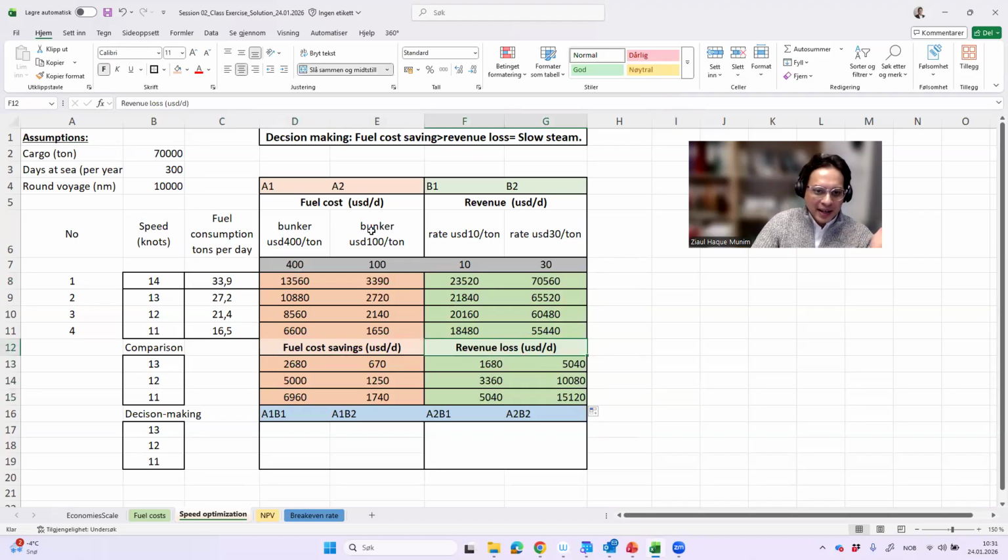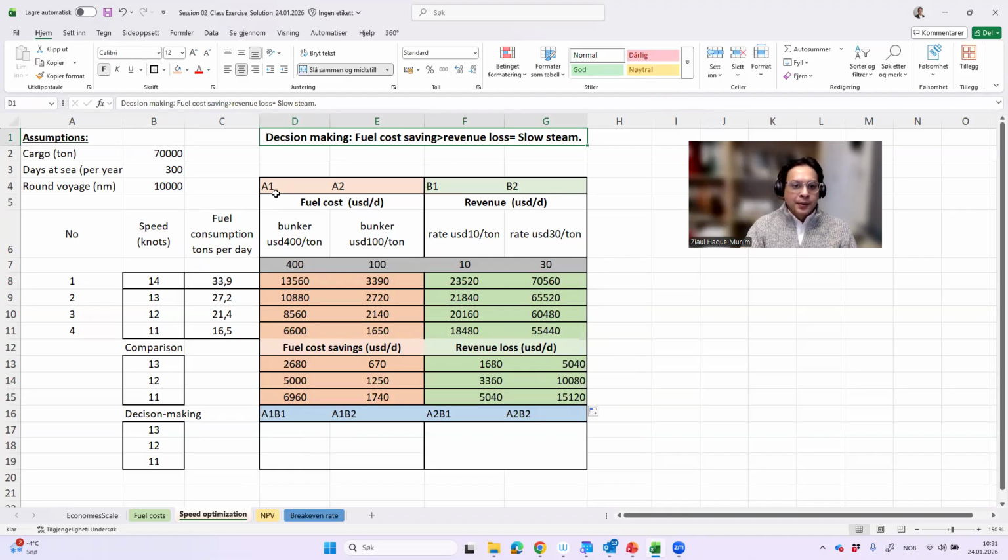Now, for our decision making, whether to slow down or not, this is our decision-making rule, as I said in the beginning. If our fuel cost savings is greater than revenue loss, we slow steam, otherwise we don't. And we are calling these A1, A2, and B1, B2. So we compare A1 with B1, A1 with B2, then A2 with B1, A2 with B2. So first one here, A1, B2. Our scenario is actually this with this, right? Is our fuel cost saving higher than our revenue loss? Yes. So we slow.